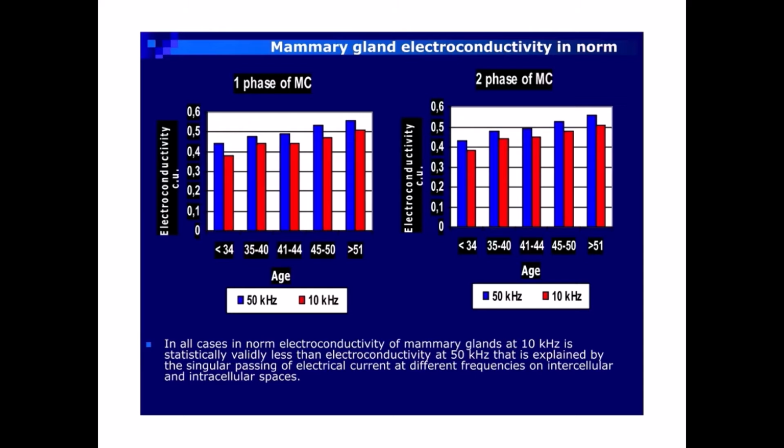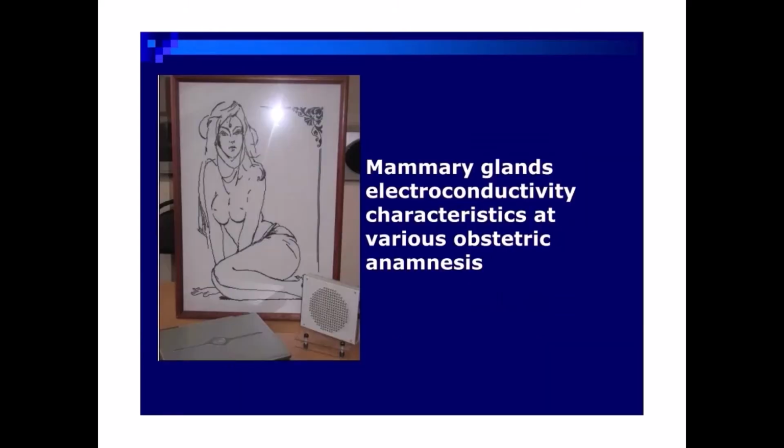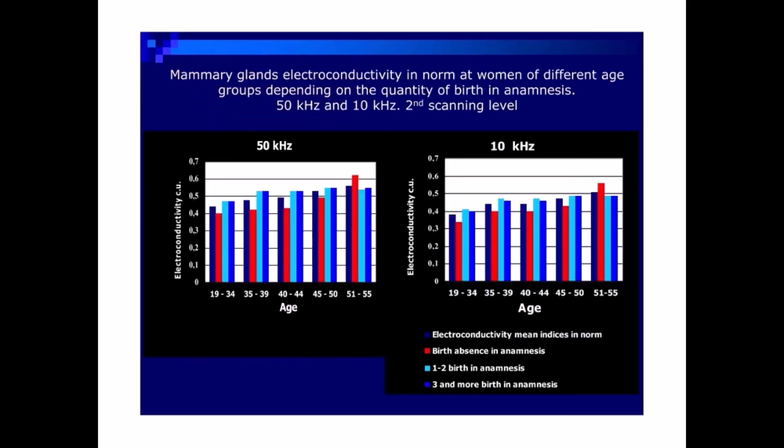electroconductivity at 50 kHz. That is explained by the singular passing of electrical current at different frequencies through intercellular and intracellular spaces. Mammary glands electroconductivity characteristics at various obstetric anamnesis. Mammary glands electroconductivity in norm in women of different age groups depending on the quantity of births in anamnesis, 50 kHz and 10 kHz. Second scanning level.